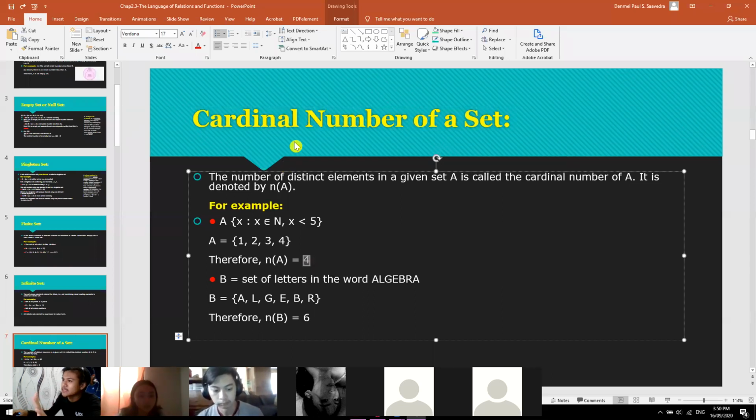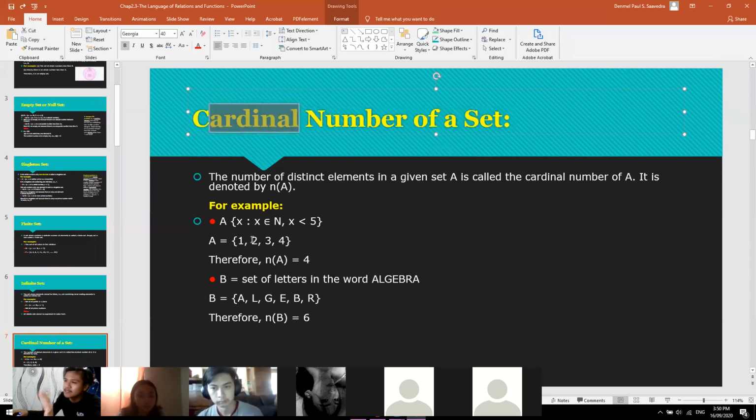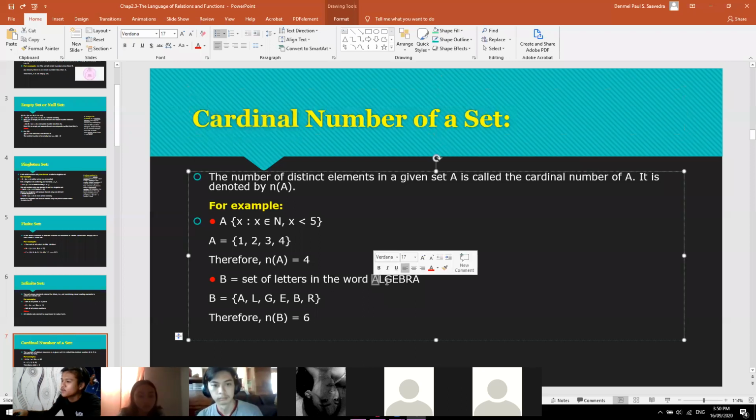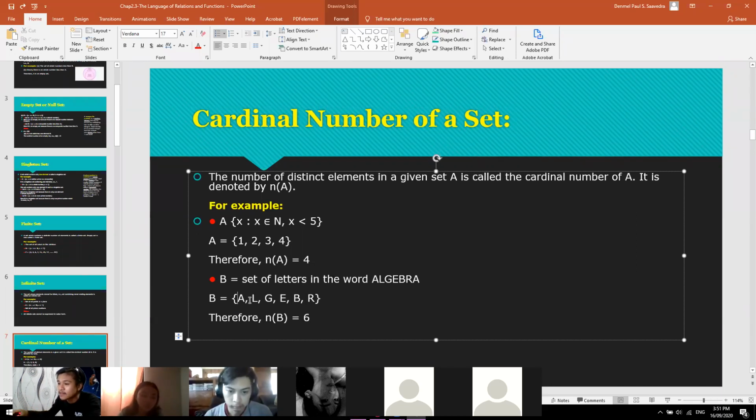So when we say cardinal, it is a count of the elements inside of that set. So basically, just the count. Another example is B is equal to the set of letters in the word algebra. So we have 1, 2, 3, 4, 5, 6, 7. So if you put it in roster form wherein B is a set of the letters of the word algebra, if you notice, one A was removed.